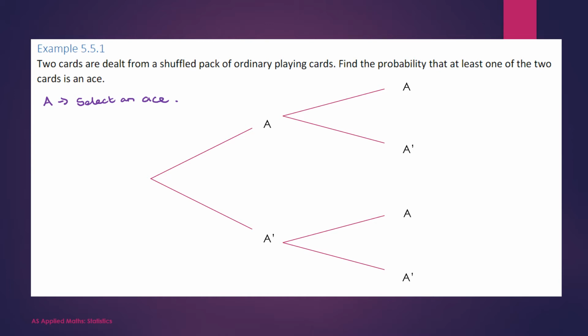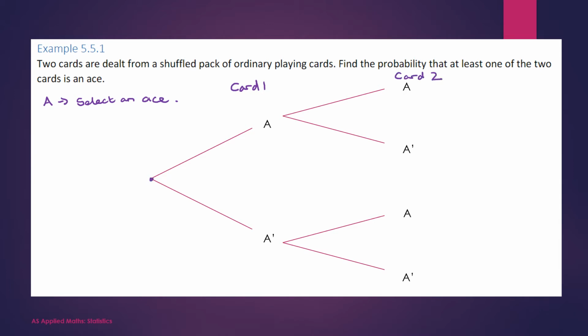Now I don't want to set this up as getting an ace, getting a king, getting a queen, because there'd be just too many branches to it. So I'm literally going for ace and not ace. And it just needs to be a quick diagram in order to help me organise my ideas. So this first bit here is card 1. And then we've got here the second one, which is card 2.